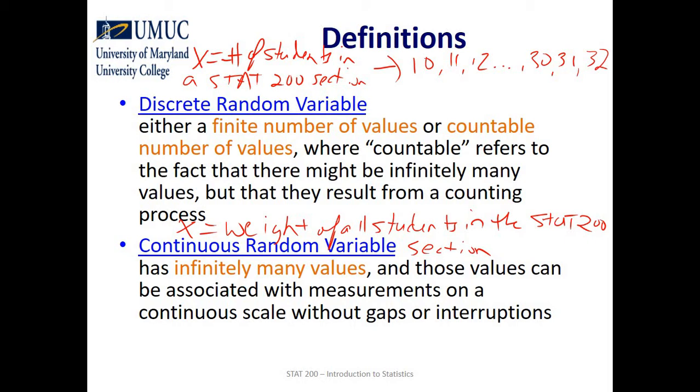We can always get more precise, and we can always add another value after the decimal, and that makes it so it cannot be aligned directly with the integer number line. Okay, so that's discrete and continuous. Hopefully you understand the difference between those two.